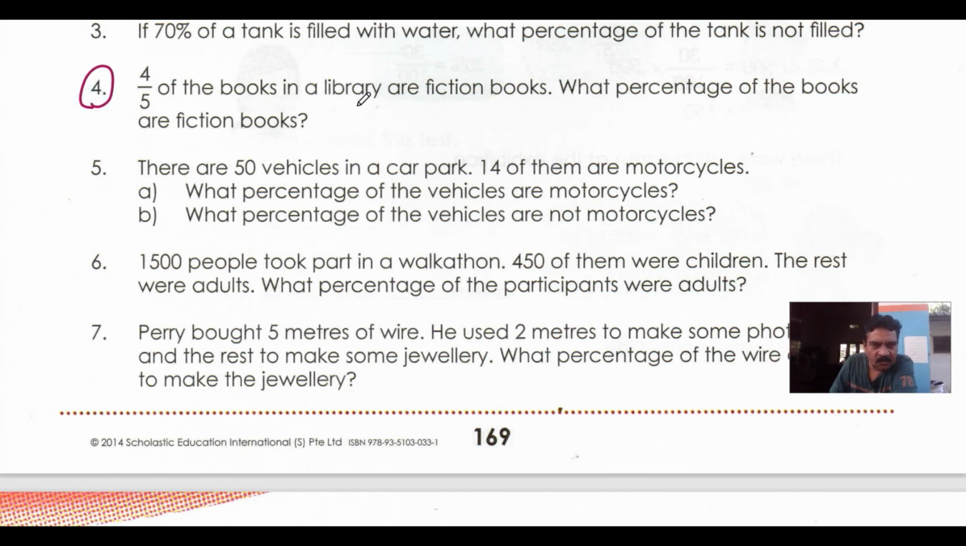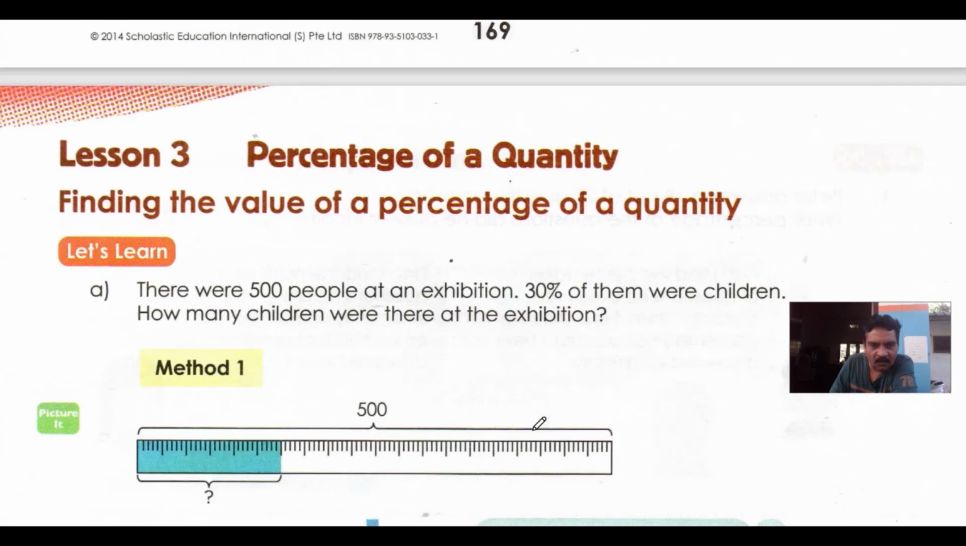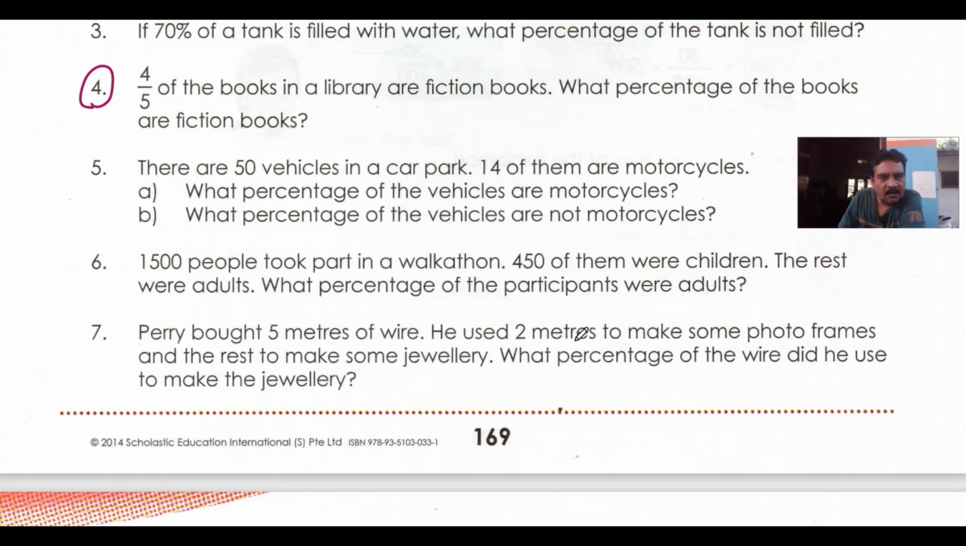I'll do it here, the fourth one. 4 by 5 of the books in the library are fiction books. What percentage of books are fiction books? It's easy, man, right? Just you write down the working. How you will write down the working? I'll show you how to write the working. Given, what is that? 4 by 5.